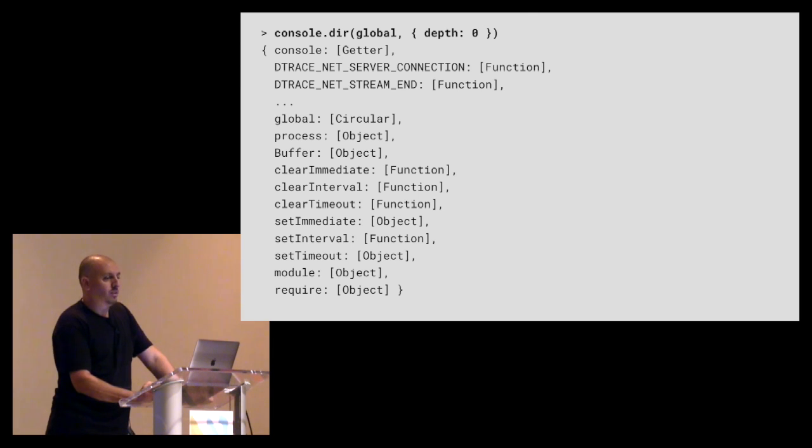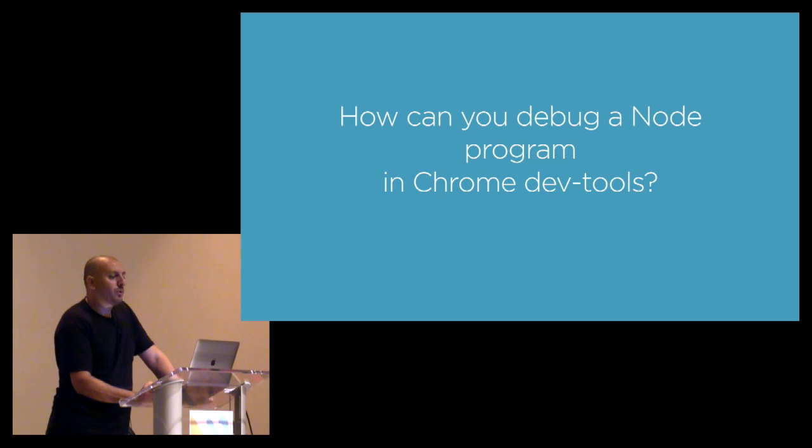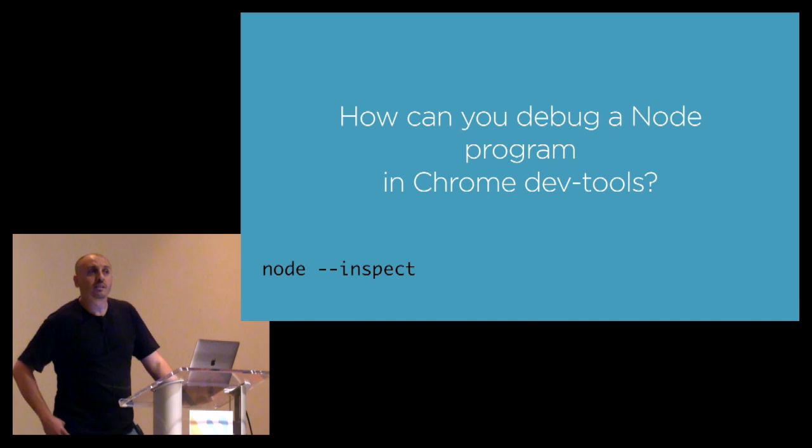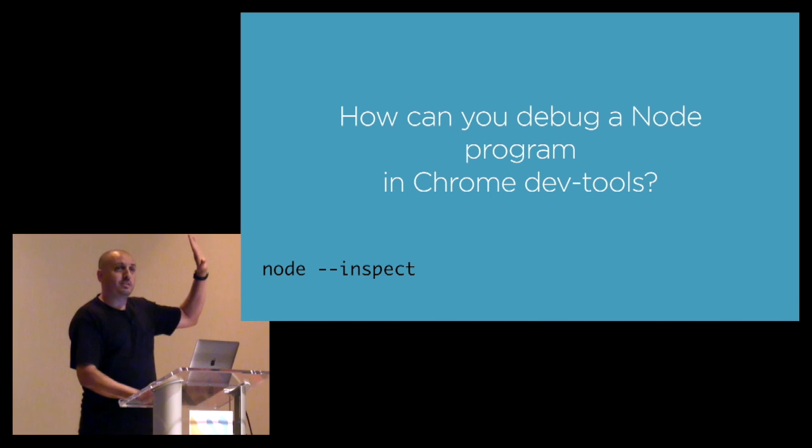All right, next one is one of my favorites. How can you debug a Node program in Chrome DevTools? You can. It's as simple as that. In recent Node versions, you just do node --inspect, and Node will give you a URL that you can open inside Chrome, and it's connected to the Node process, and you can use all the good things in Chrome DevTools to debug your Node application. Who knew about this? All right, you guys are good.